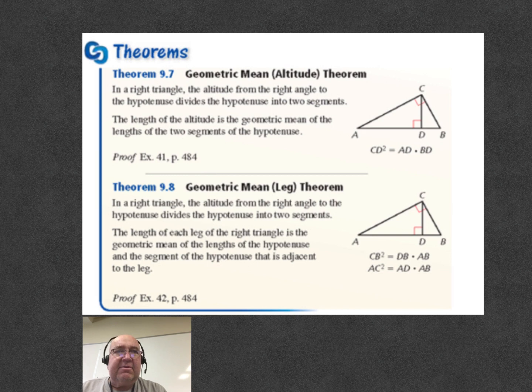So here are the two things we're going to work with: the geometric mean of an altitude. If you have the altitude, it's going to be equal to the full line times the shorter line on the base. And then the geometric mean of a leg is going to be CB squared is equal to DB times AB, again the full length, and AC squared is going to be equal to AD times AB.